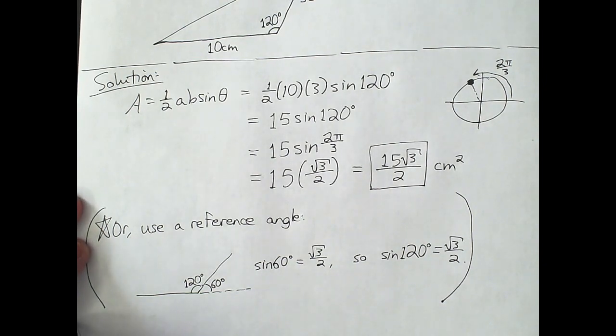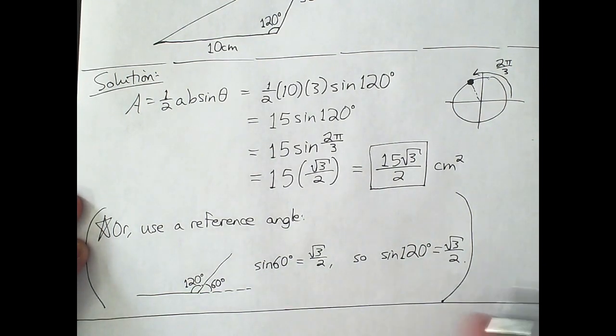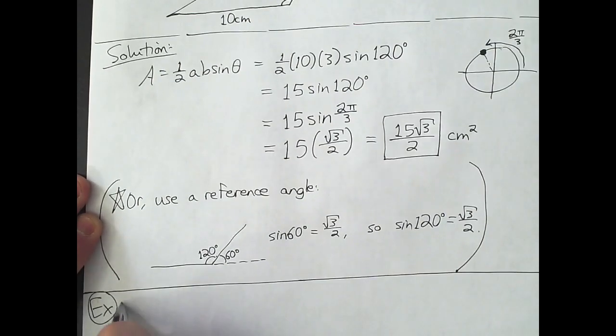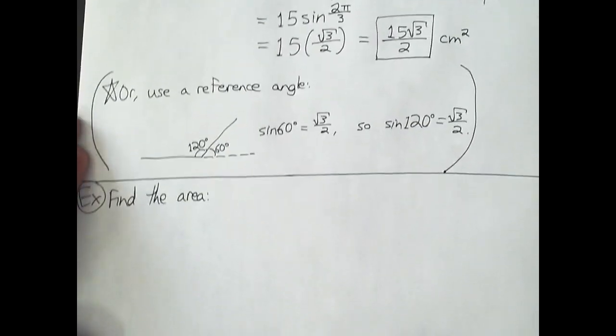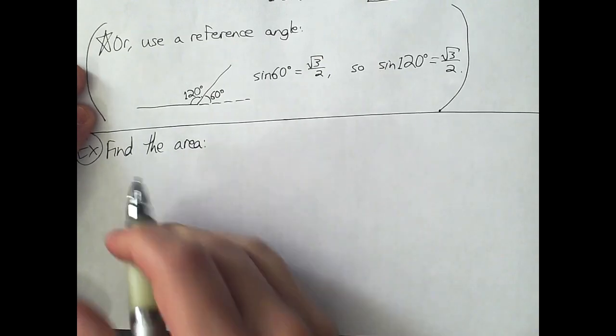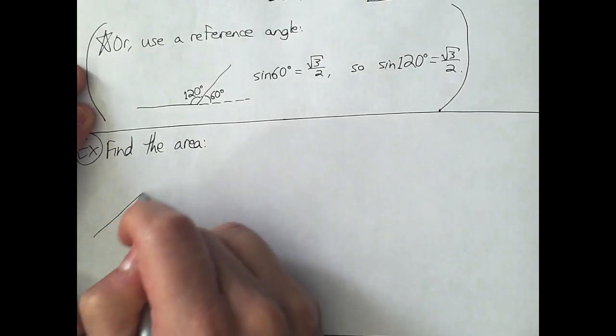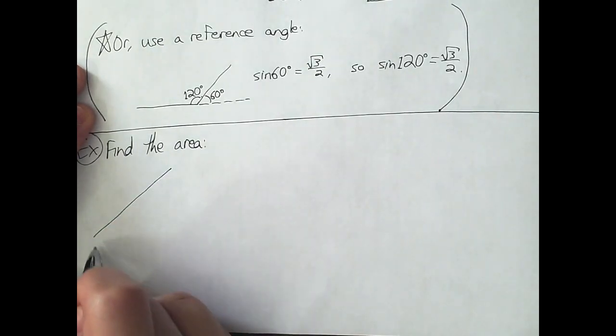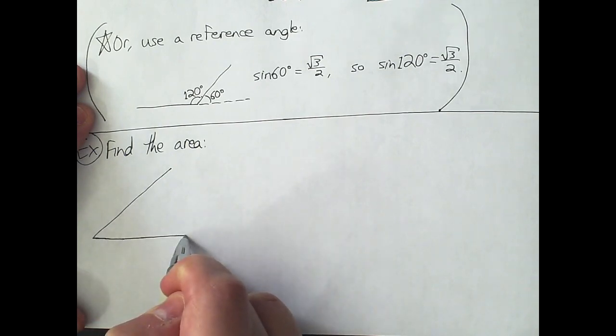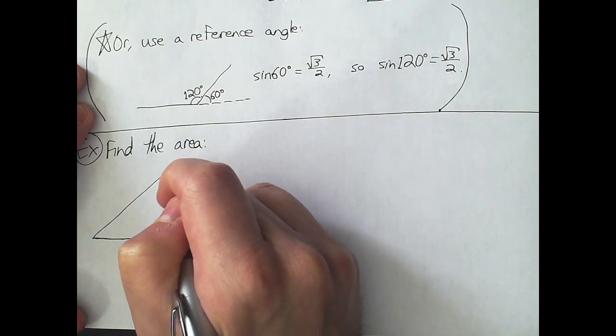Let's do one more. Let's find the area. I'll draw a picture, and I'll give you a minute to think about it. Again, these pictures I draw by hand. They might not be perfectly to scale. It's okay.